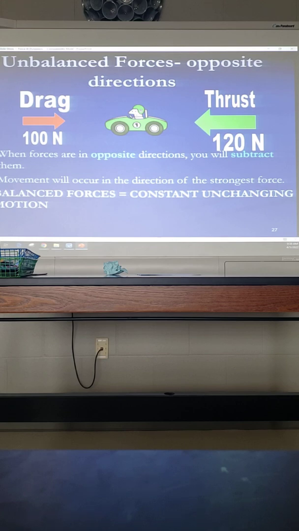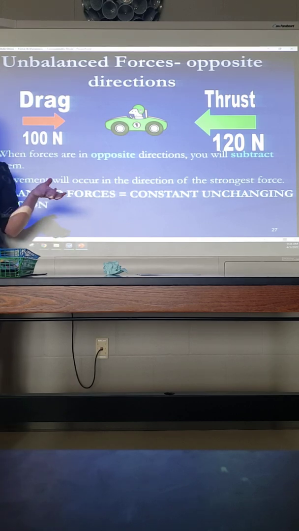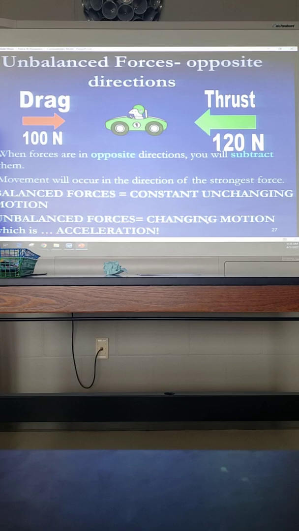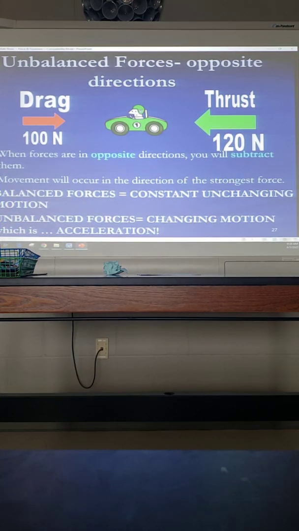And balanced forces mean constant, unchanging motion. It doesn't say no motion. It is constant and unchanging. So if it's going at 150 miles per hour, it's going to stay going 150 miles per hour, right? If it's going 0 miles per hour, it will stay 0 miles per hour. So it doesn't matter what the speed is, it's going to stay whatever it is. Unbalanced forces mean you get a change, which also means acceleration.